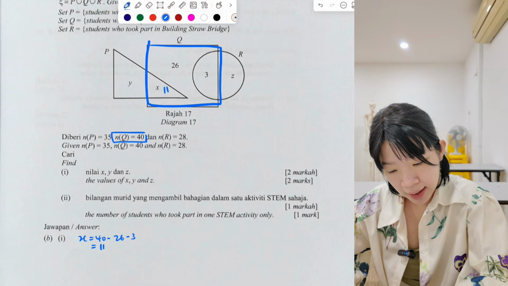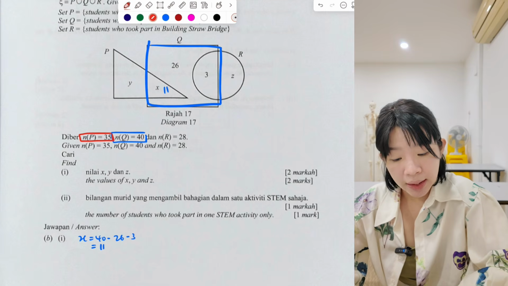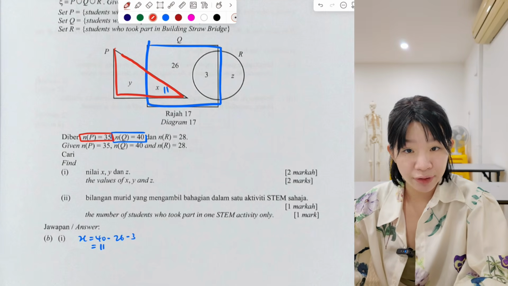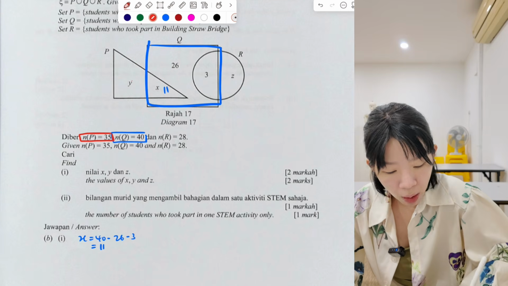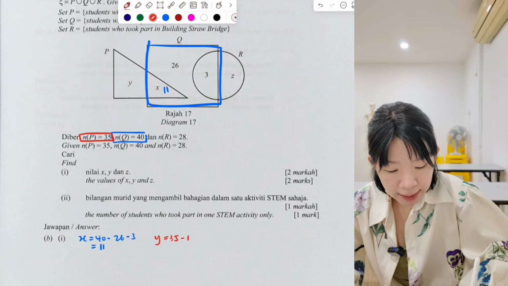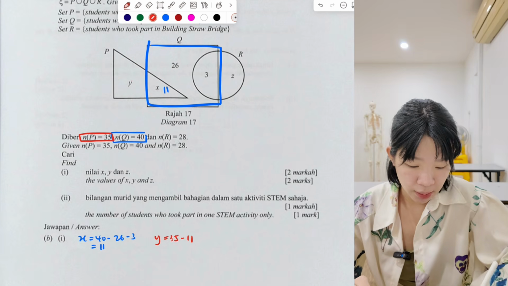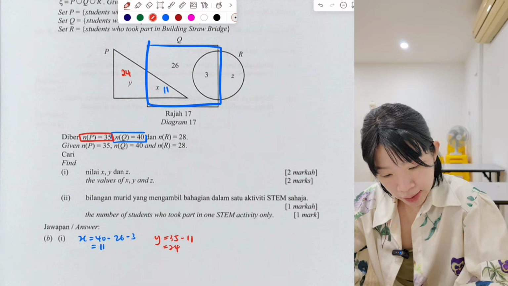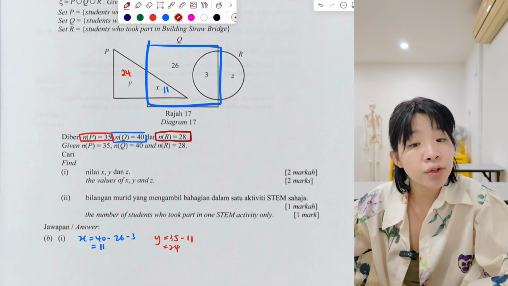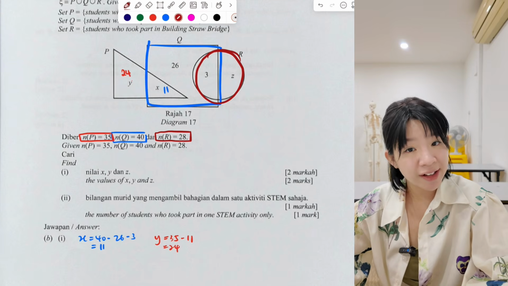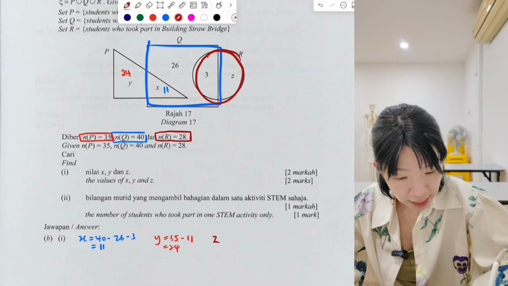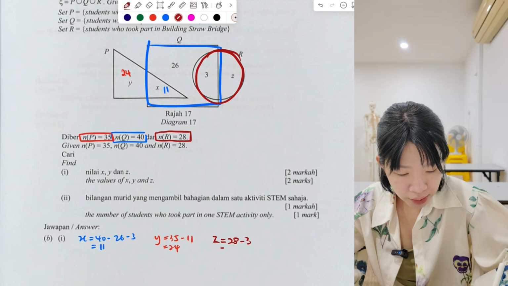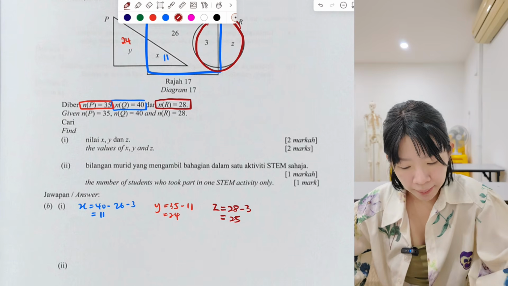So just now they say P is 35. So this triangle must have 35 students. So I can find Y now. So Y equal 35 minus 11. So we get 24. So here 24. Okay, next. So they say R. R has 28 students. R is this circle. So we can find Z, correct? So to find Z, we take 28 minus 3. So Z is 25.